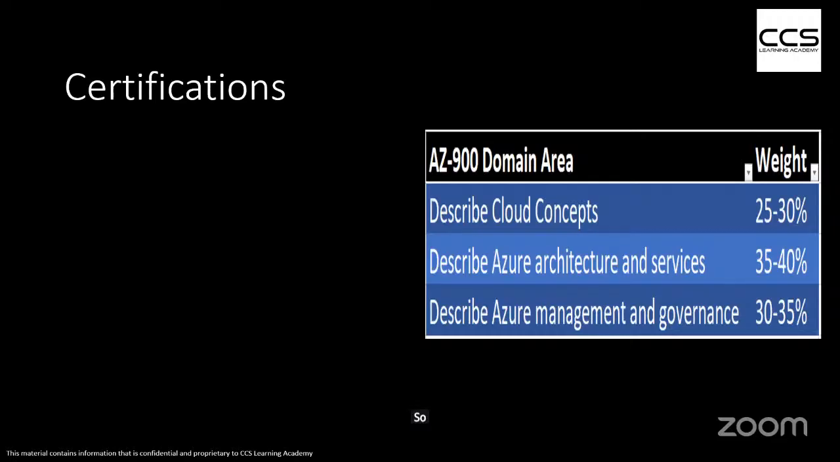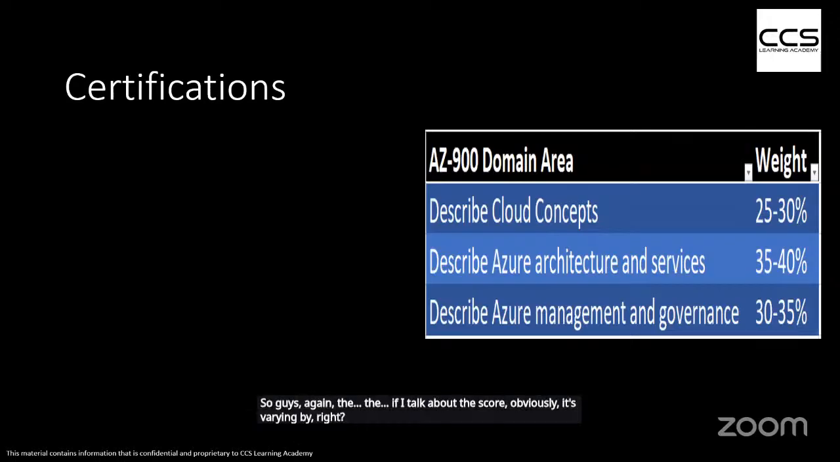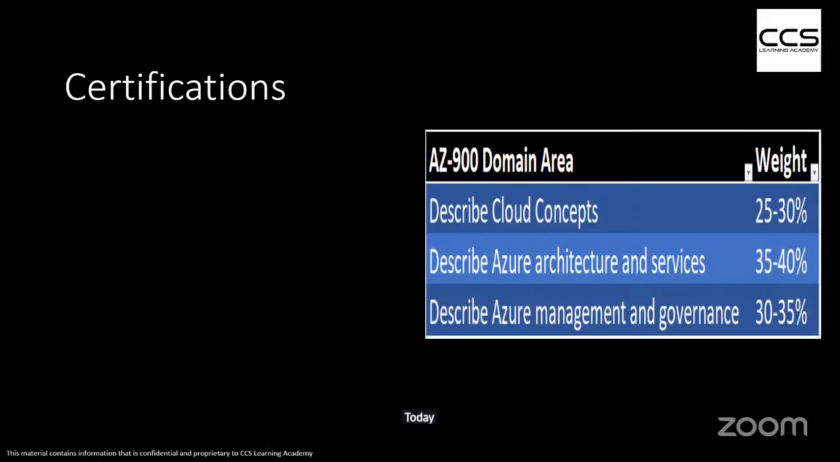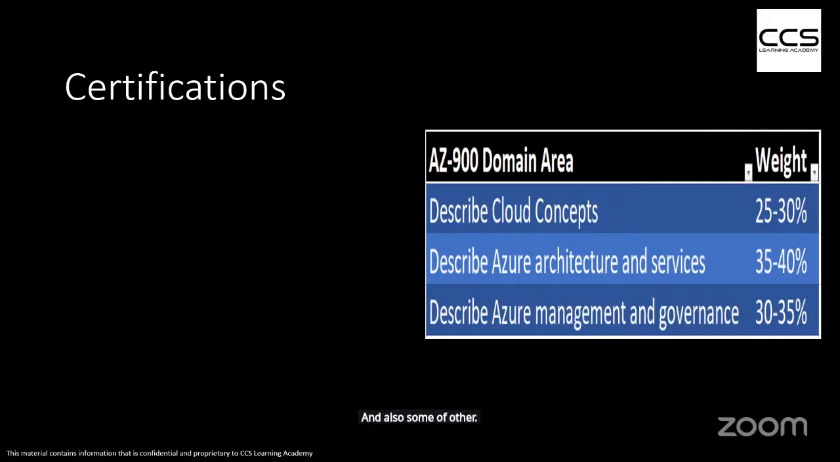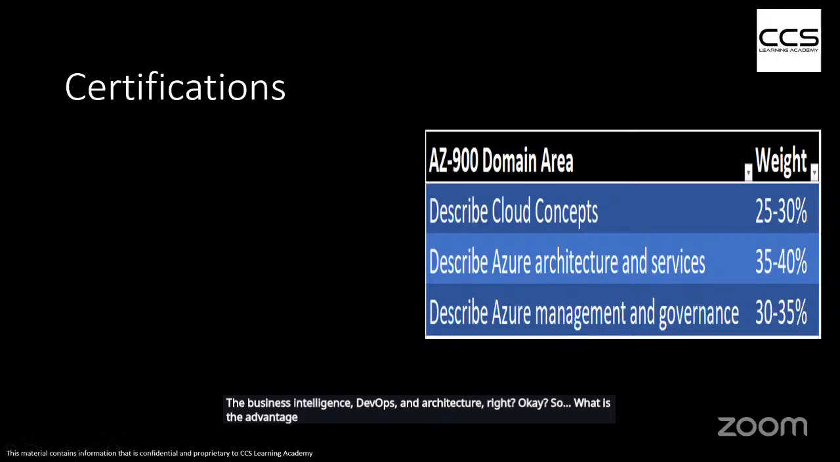So let us talk more about the certification right now. Again, if I talk about the scope, it is very wide, right? It provides more than 600 services. Today, we are more dedicatedly talking about the fundamental paper, the fundamental examination, and also some other scope areas around data, business intelligence, DevOps, and architecture, right? Okay. So what is the advantage that we're getting from the certification if we are doing AZ-900, right?